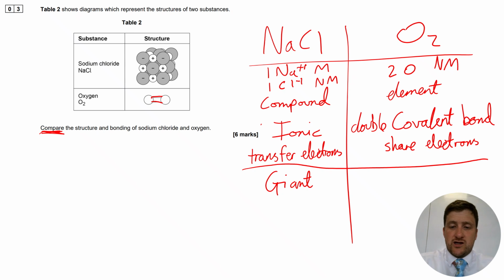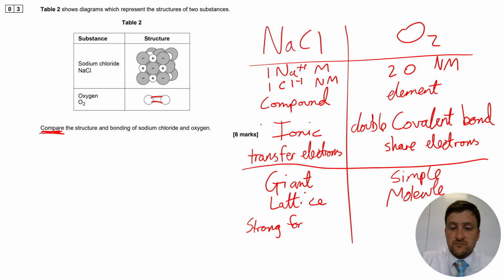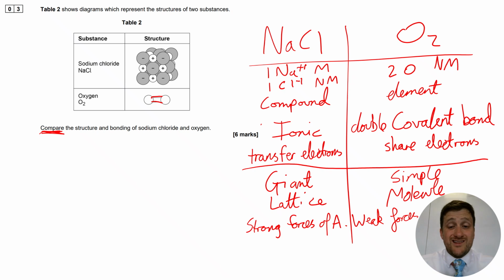You see ionic and you think, ah, that's giant, and it's a lattice. Whereas oxygen, it's not. It's a simple or small molecule. So we got some differences right there. Okay, this has strong forces of attraction, and this has weak forces. But this is where it's important.